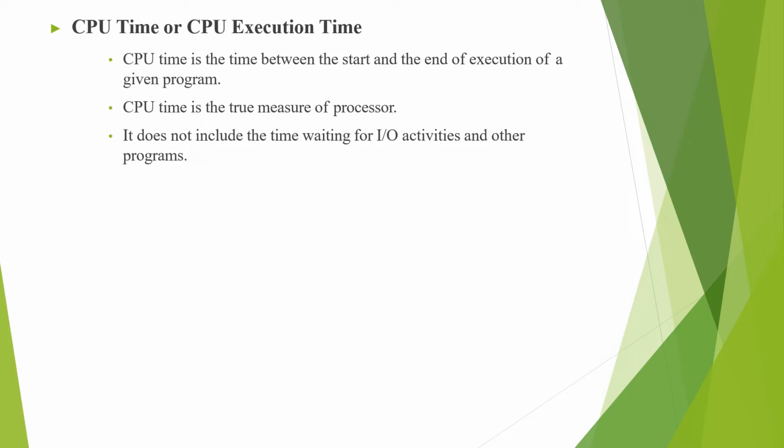CPU time is the time in which the processor is active. It does not include any IO activity or some other program. So when the processor gets active, the time from the start to the end of the execution will be called CPU time or execution time.